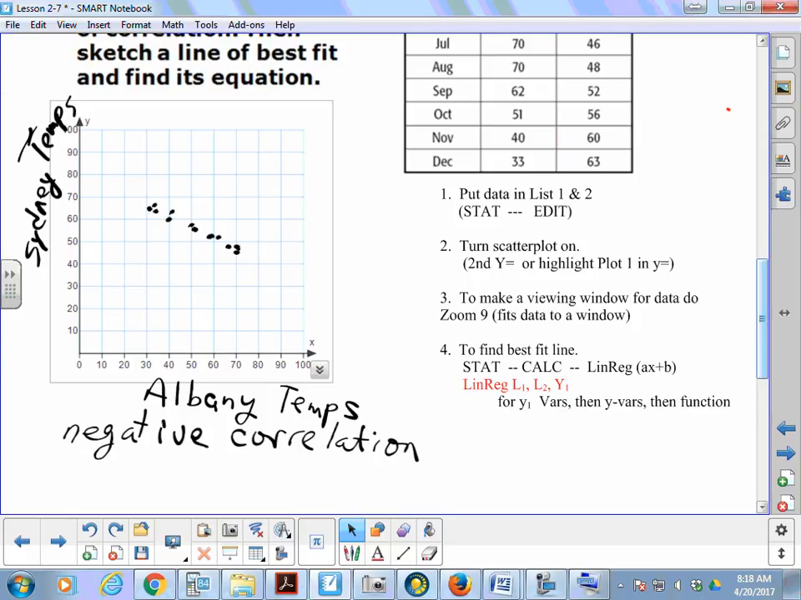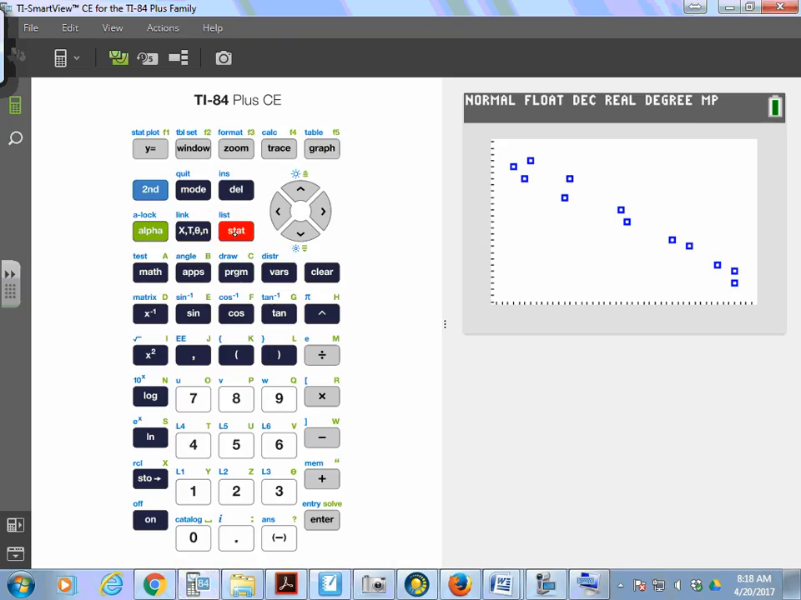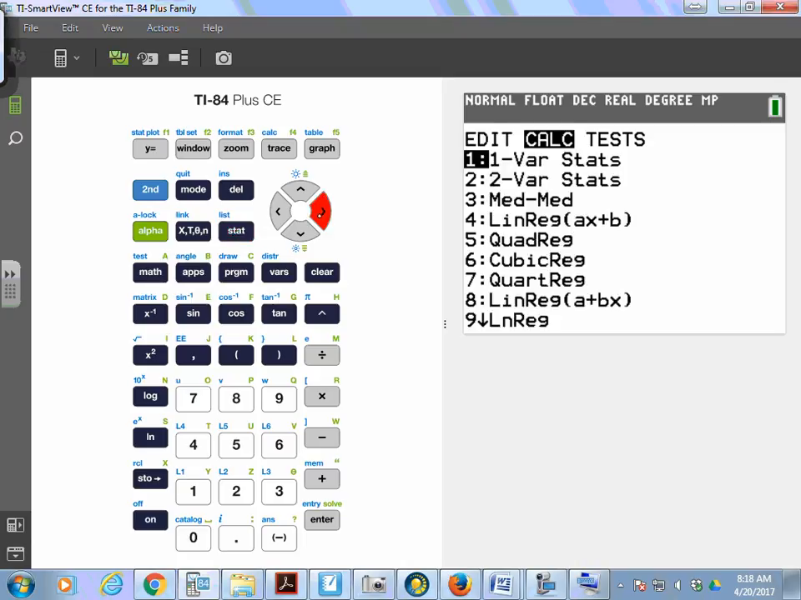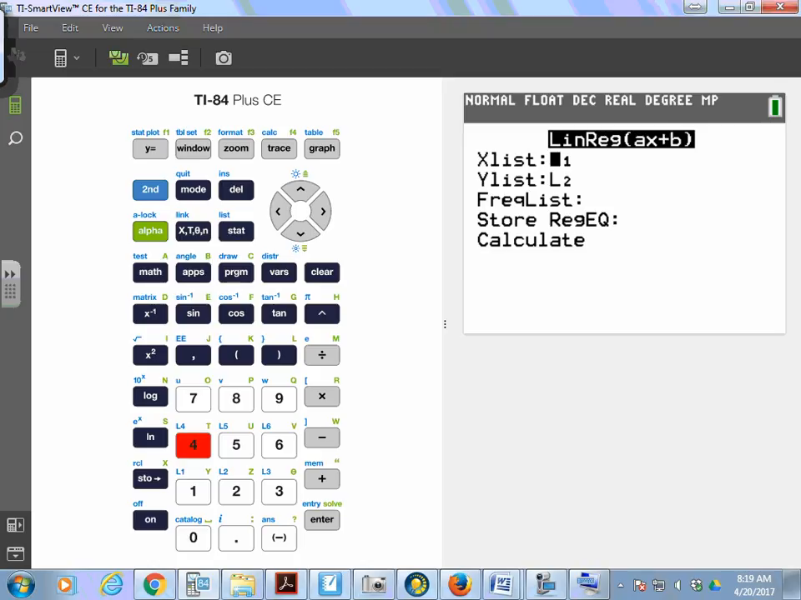To find the best fit line, we go back to Stat, hit the Stat button, go over to Calc, and then we're going to do linear regression, AX plus B. So Stat, over to Calc, and number 4, linear regression, AX plus B. You could do 8 also, which is A plus BX, but we always do number 4. Now, you need to make sure that it says list 1 for your X list, list 2 for your Y list.